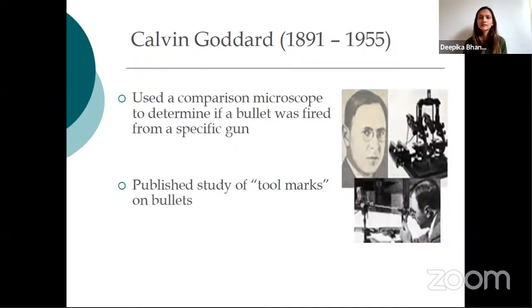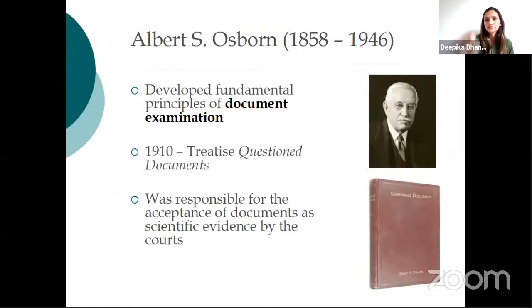Then is Calvin Goddard. He was a colonel in the US Army, and since he worked with the Army, he was working with ordnance. He found that bullets fired from a shotgun, a rifle, or a specific gun don't match each other; a bullet from a rifle would match with that rifle, and one from a shotgun with that shotgun. He used a comparison microscope to see the tool marks or striation marks on those bullets. He published a study known as tool marks, using a comparison microscope on bullets. So he's the father of forensic ballistics.